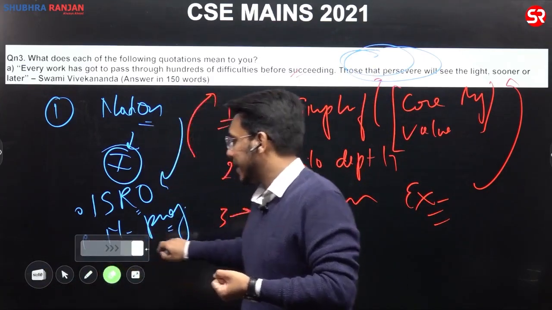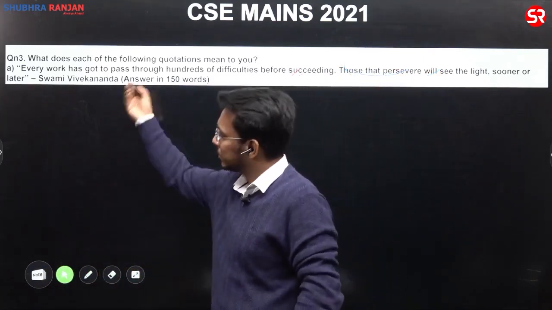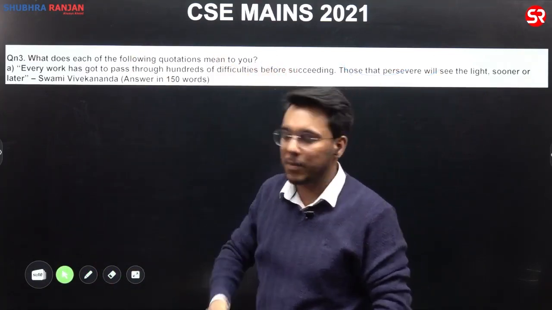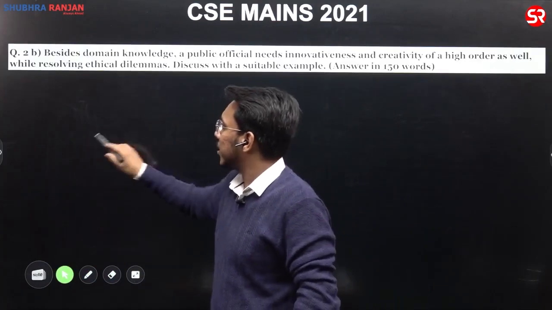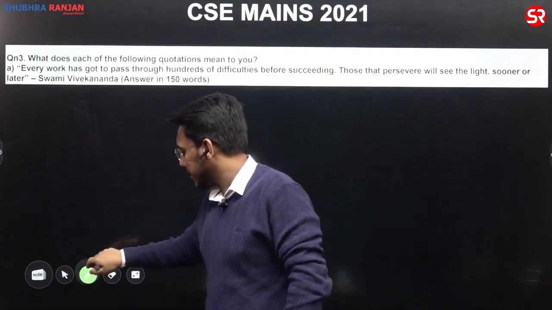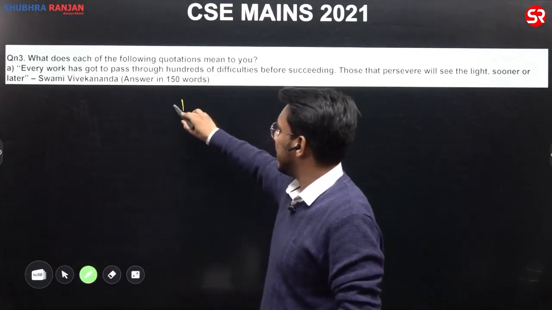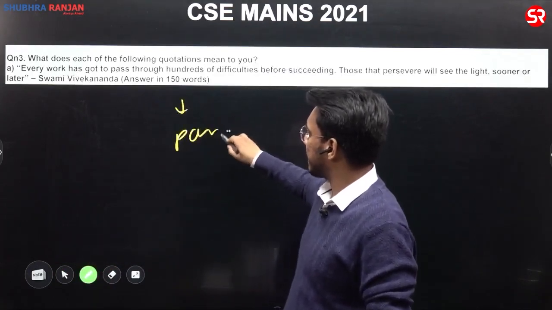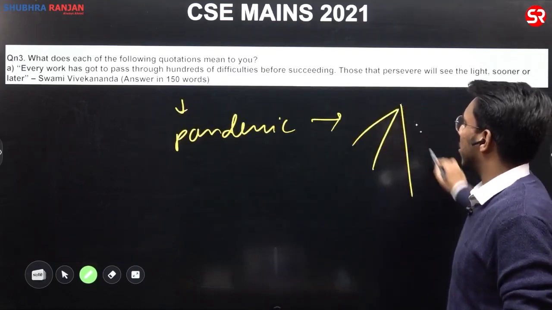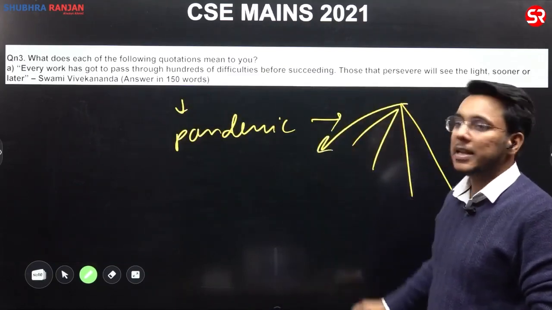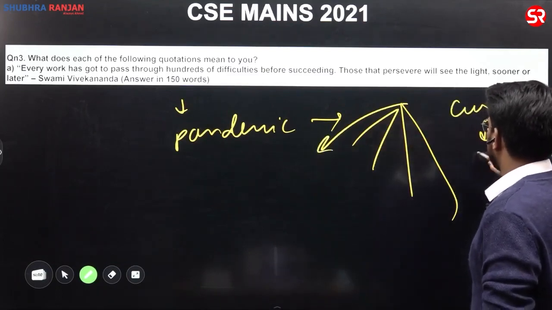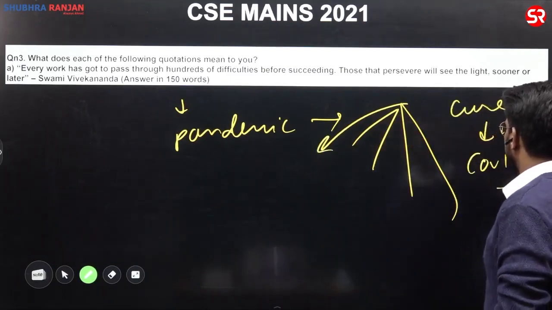Then, second example we can take at the level of society, one particular segment of society or one particular community. See, what is happening today? We are in times of pandemic, and around the world the scientific community, the medical community, is trying to find the cure for COVID-19.